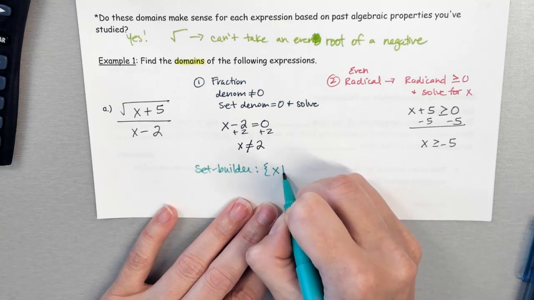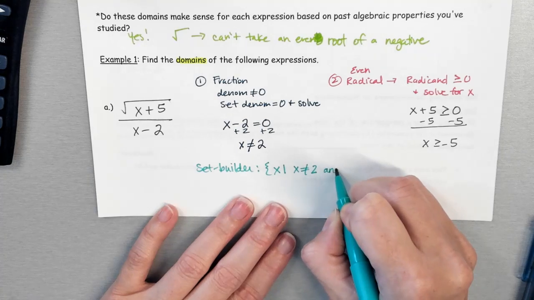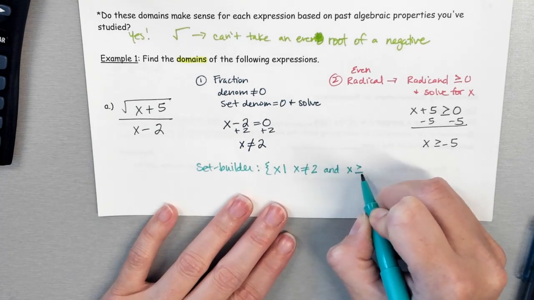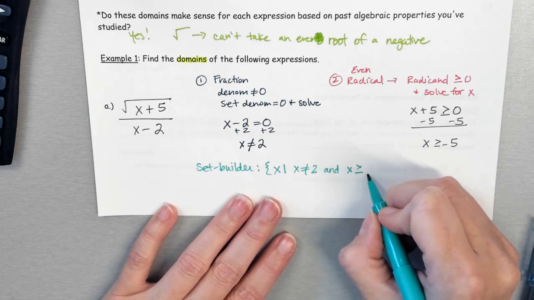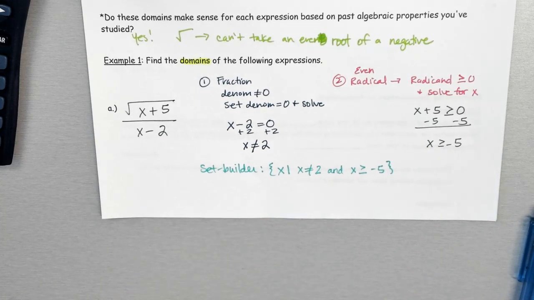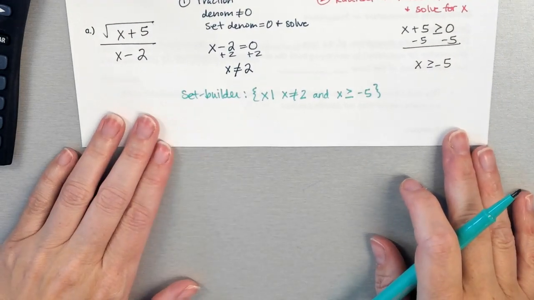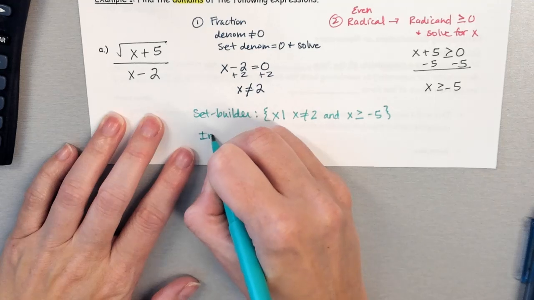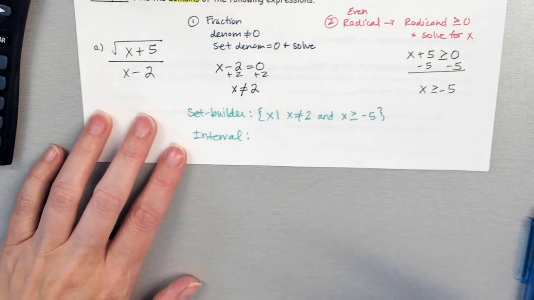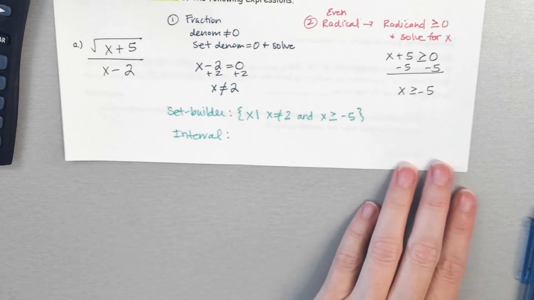So in set builder, it's just x such that x cannot be 2 and x has to be greater than or equal to negative 5. In this case, you can write "and." You can also just put a comma in between. Both of these have to happen. Some of you are going to be really good at doing the interval notation without a visual representation. I like to show you visually so you can see how we're creating the interval.